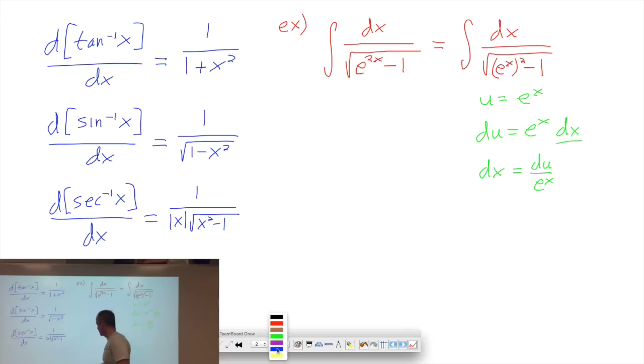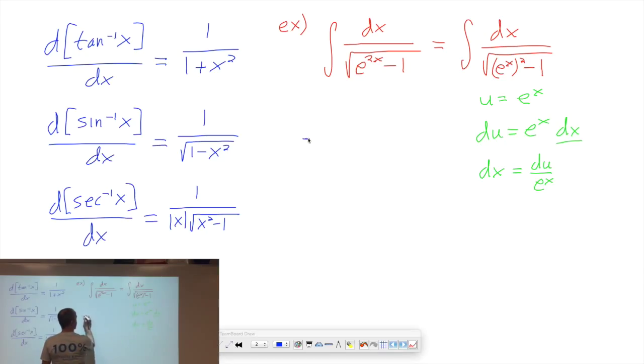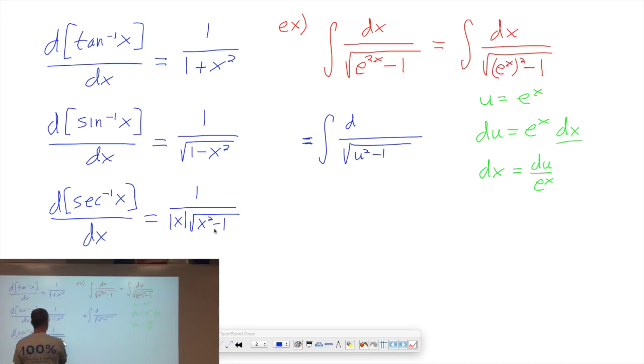I mean, here, I'll actually show you. If I follow this u substitution as I've written it, I'll move over here a little bit. If I start subbing in for u's, the bottom's no problem. I will get the square root of u squared minus 1. Okay, that's all good. It's similar to my sine. It's also similar to my inverse secant. But on the top, I will have du divided by e to the x.